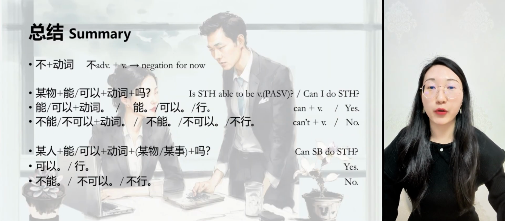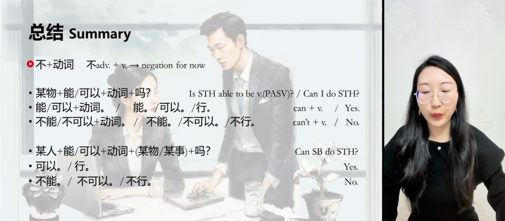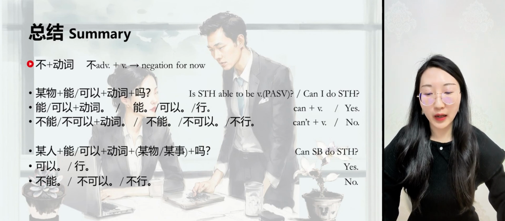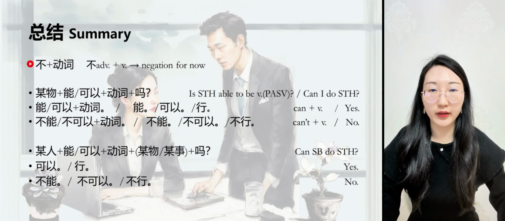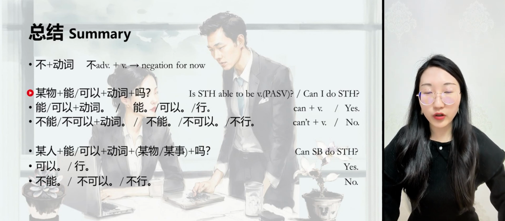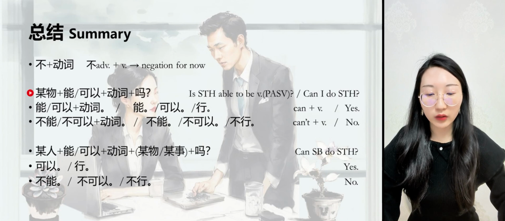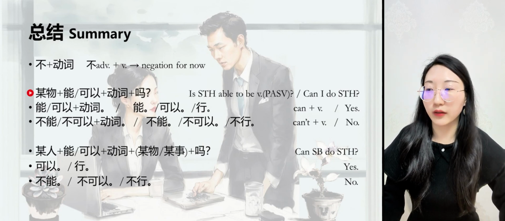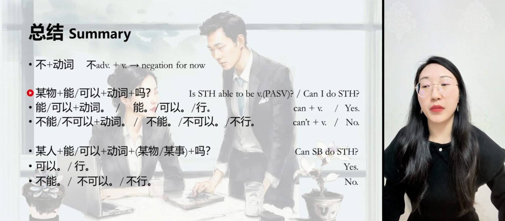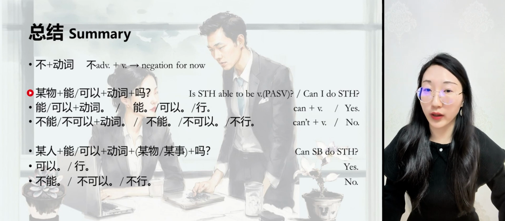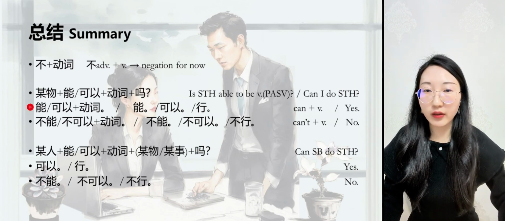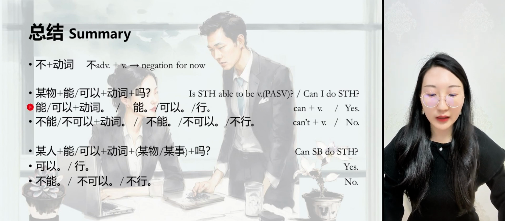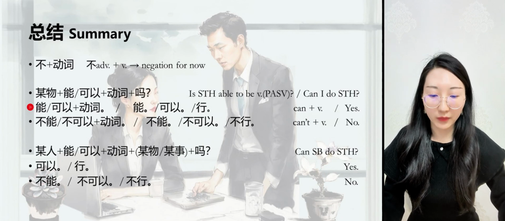Now let's have a brief summary. So first we learned 不加动词 adverb 不 plus verb to mean negation for present tense. And then we learned a structure to make a request. 某物能可以动词吗 is something able as in is something in good condition to be done, to be used, to be eaten passive verb. Or is something available so that I can do something with it. As for positive answer, 能可以加动词 can and verb.